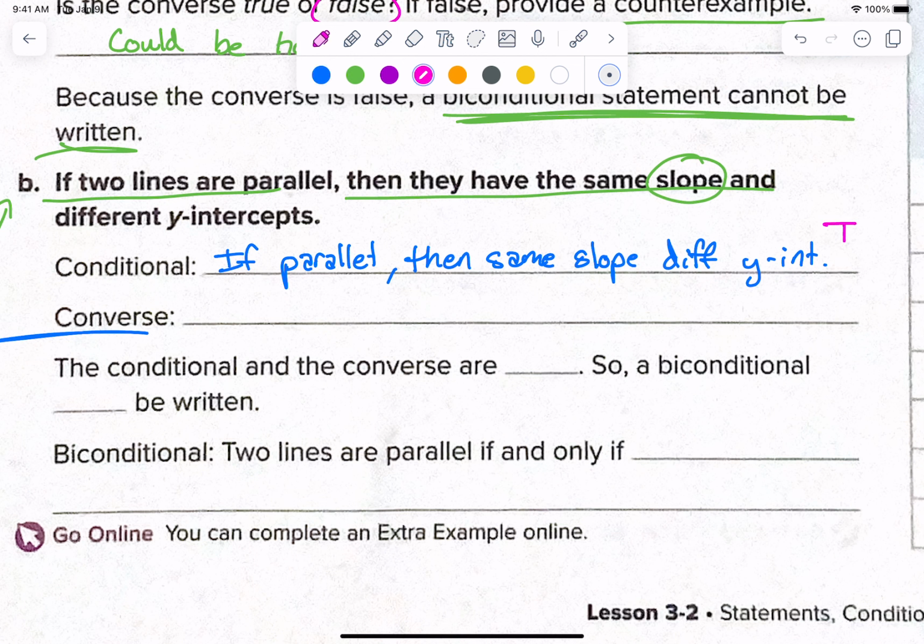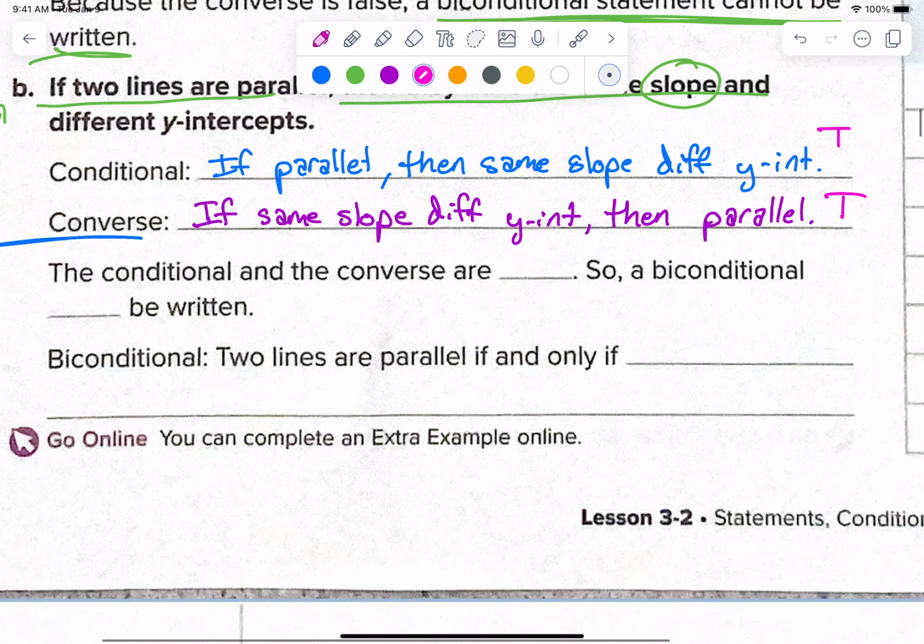True. Okay? Now let's flip it around. If same slope, different y-intercept, then parallel. Okay, is that true? It's true. If they have the same slope and different y-intercept, they're going to be parallel. Okay? The conditional and the converse are true.